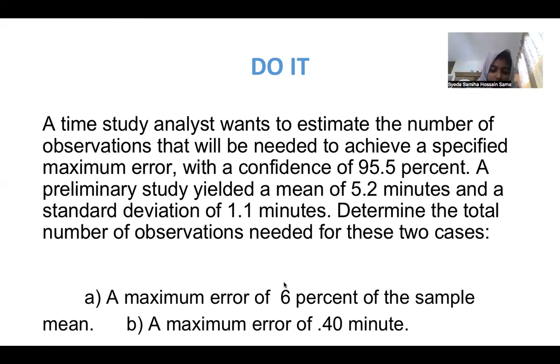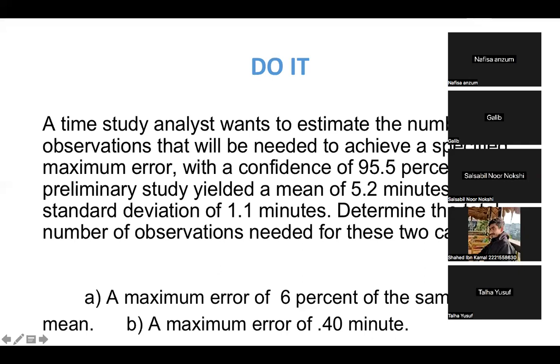So when you are expecting a 6% maximum error, and when you are expecting that the maximum error will be 0.40 minutes, so 30 times. So if you are thinking 6%, then you have to observe 50 times. And when you are thinking 0.40 minutes, then 40 times. Is it? So are you with me?